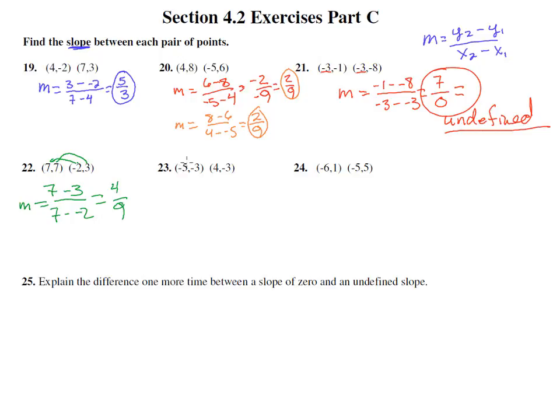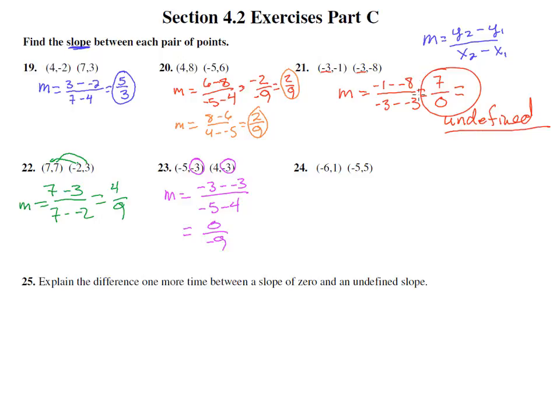Number 23. We have negative 5, negative 3, and 4, negative 3. Oh, something's going to be interesting with the y values the same. So we take y minus y over x minus x, negative 3 minus a minus 3, over negative 5 minus 4, and that equals negative 3 minus a minus 3, that's 0, over negative 5 minus 4, which is a negative 9.